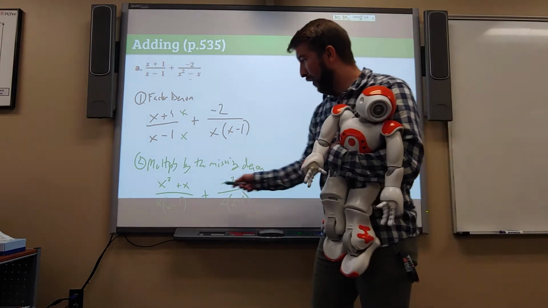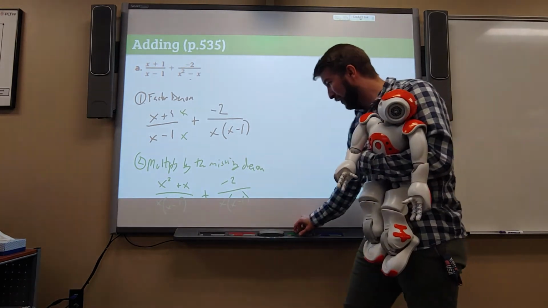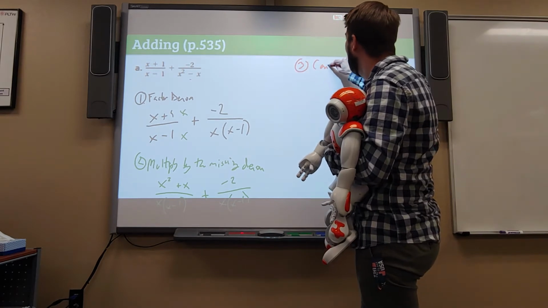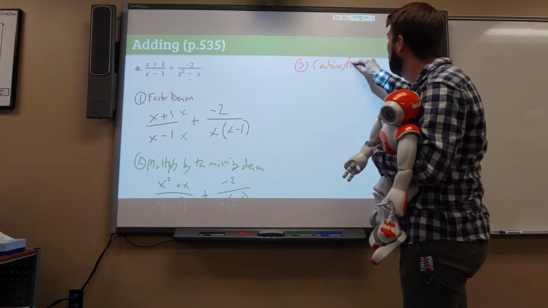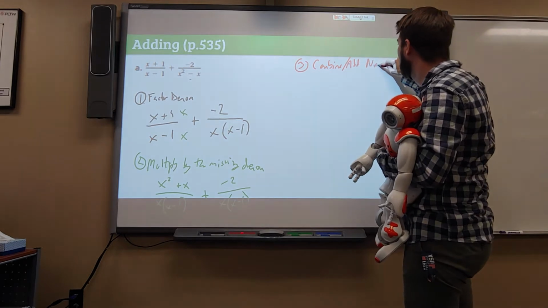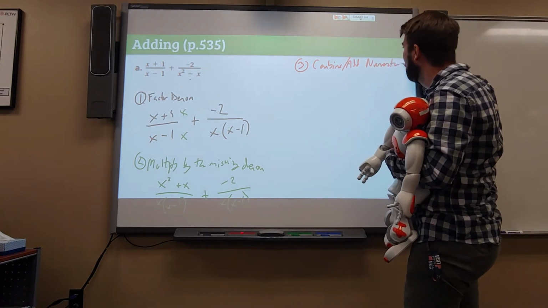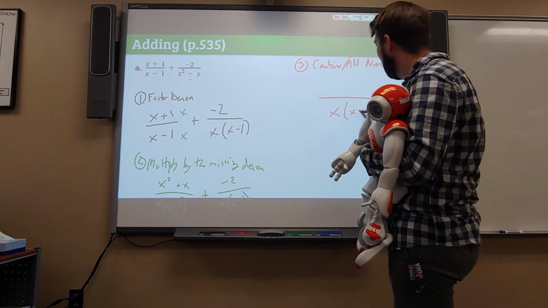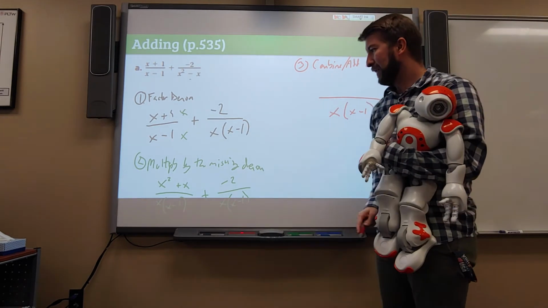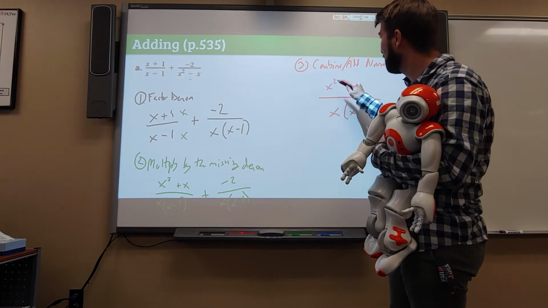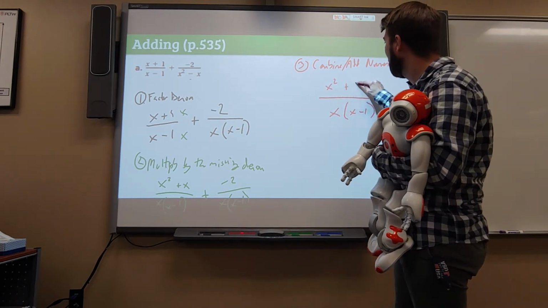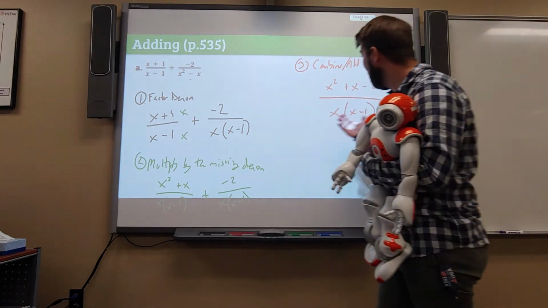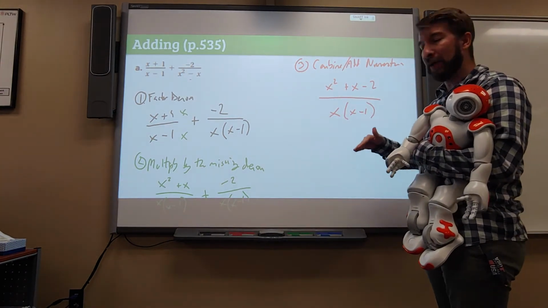Alright, and now notice the bottom should match. And so now I'm going to combine or add the numerators. That's the tops. So the bottoms are going to combine, so this is going to be x minus 1. And then the tops are going to combine, so this is going to be x squared plus x minus 2. And then from here, I'm going to factor and simplify.